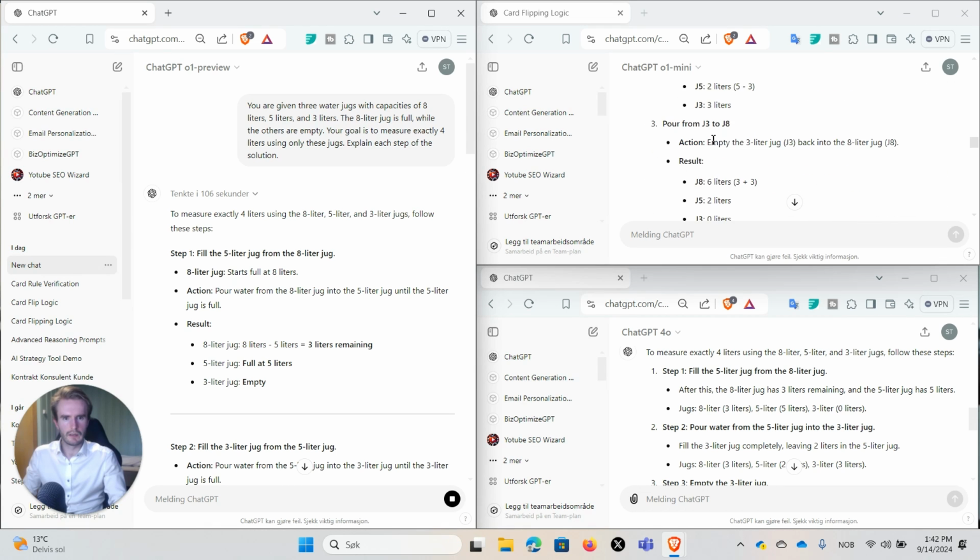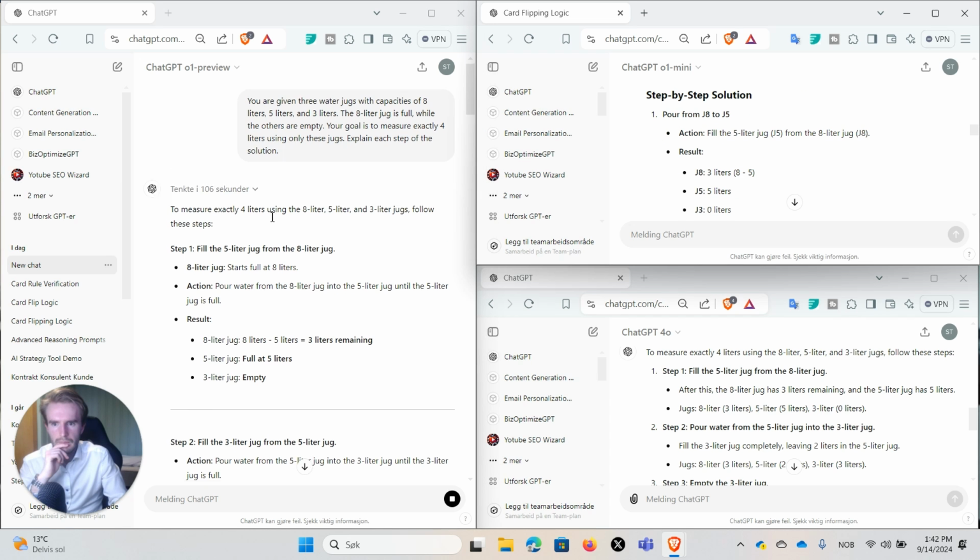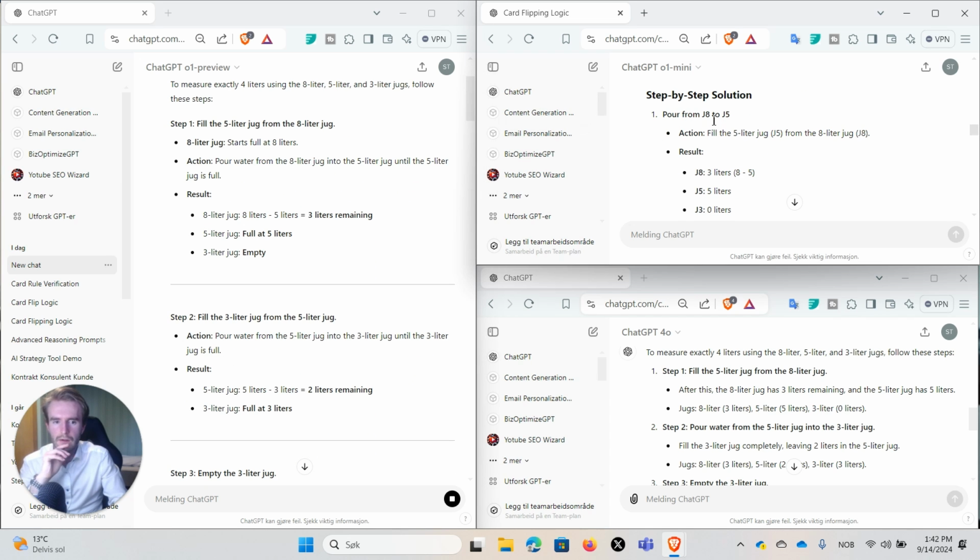Let's see how it produces different results here. Okay, so what are the results? Let's first look at the results. Step 1: fill the 5-liter jug from the 8-liter jug. This they all agree on. So that's interesting to see that first, going from 8 liter to 5 liter, they fill the 5-liter jug from the 8 liter, and then J8 has 3 liters remaining, and J5 has 5 liters. So this they all agree on, it seems.